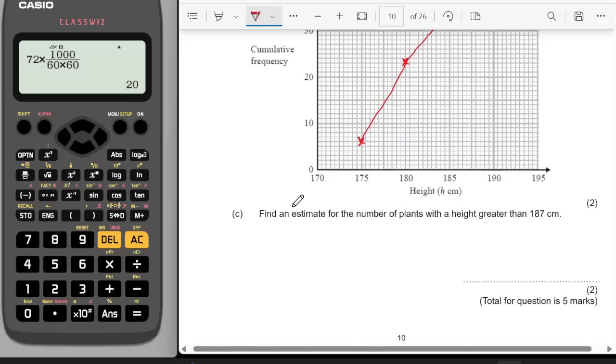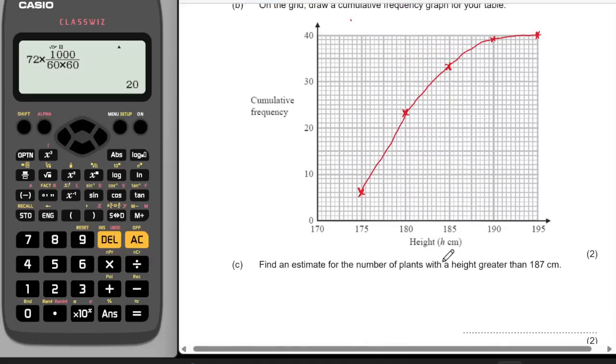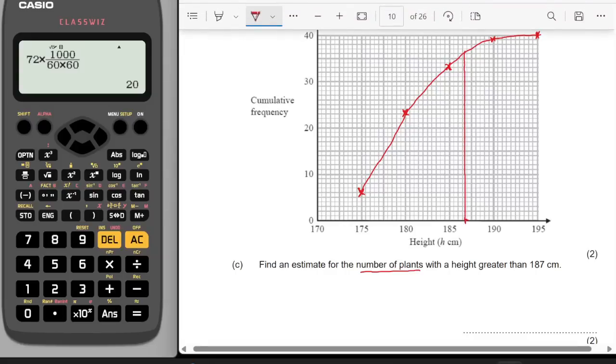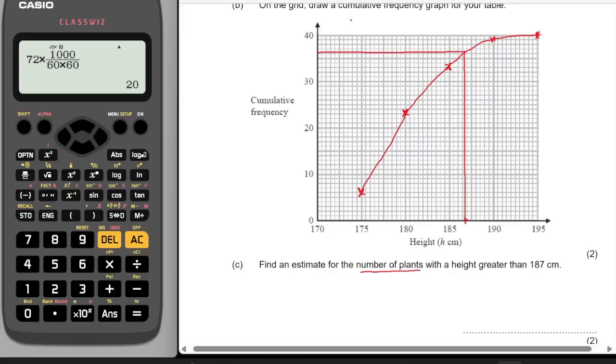And in part C, find an estimate for the number of plants with a height greater than 187. So an estimate for the number of plants. So find 187 on my graph, which is going to be there. So from there, I would go up until I hit my graph, a ruler out, and then from there, I go across to read. So I'm making that 36, so I've got 4.